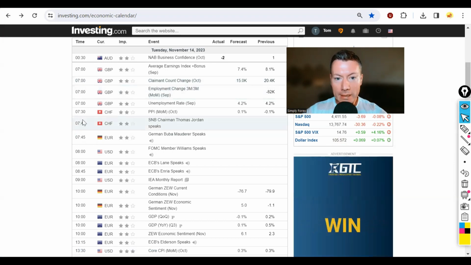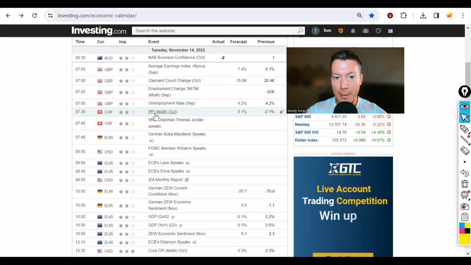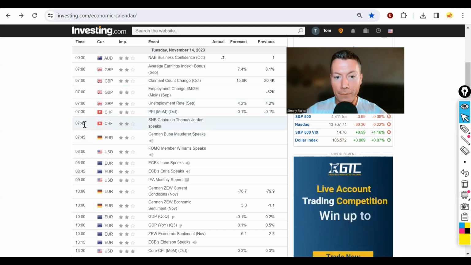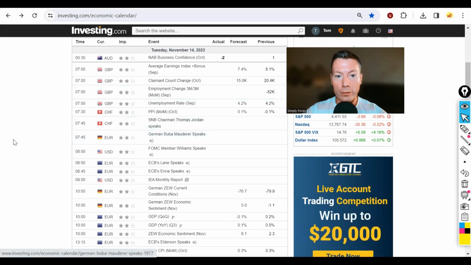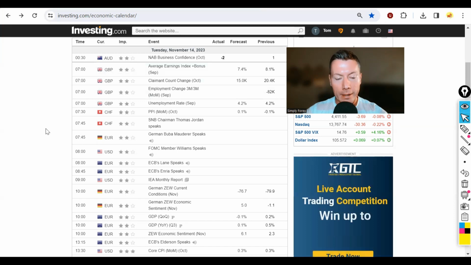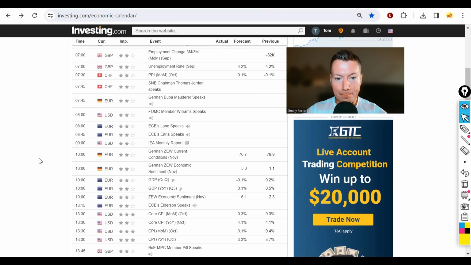A little bit later at 7:30, we've got PPI coming out of Switzerland. This is important for the Swiss franc. It's like inflation for businesses. So again, very important. And then 15 minutes later, we've got the Swiss National Bank's Thomas Jordan speaking. What a wonderful first name he has. He's speaking at 7:45, guys. That's important news for the Swiss franc, so that can move any Swiss franc pair.